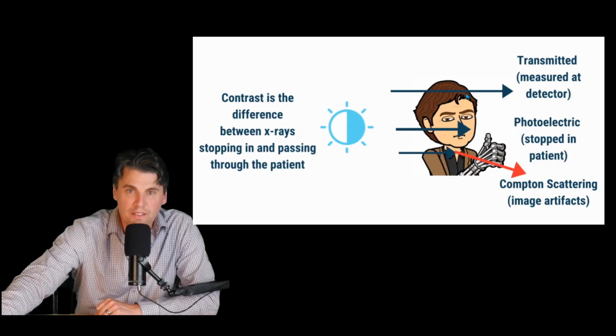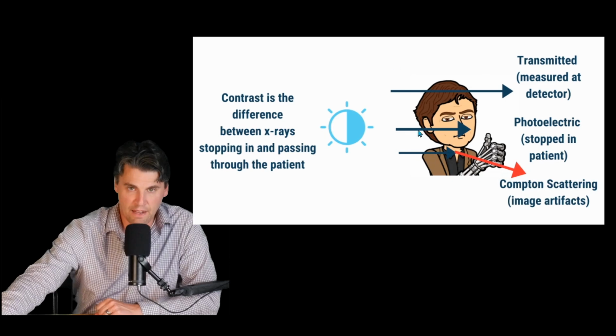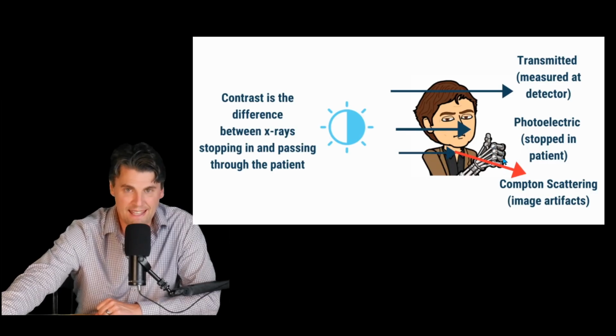The X-rays come in and they can either pass through the object. If they're just transmitted, we call that passing through the object. If the X-rays stop in the object via photoelectric effect, that is how we can generate X-ray contrast. And if the X-rays are scattered in the object, that leads to a degradation in our contrast due to a background haze in the image.